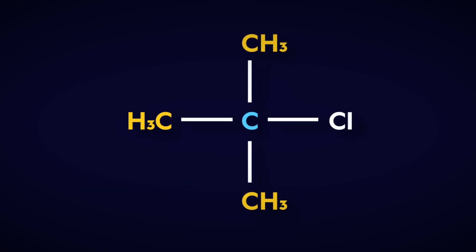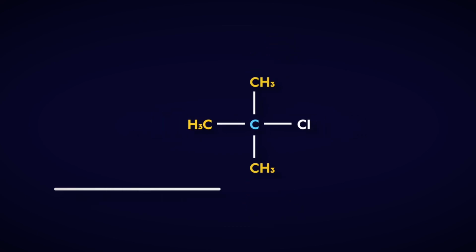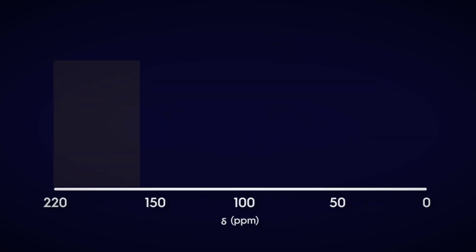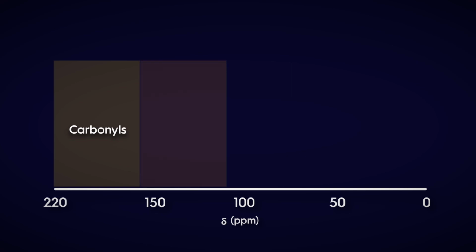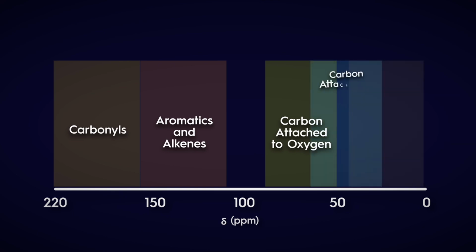Reading a carbon-13 spectrum starts with counting unique carbons, then classifying by region. A downfield line suggests a carbonyl. Lines between 100 and 160 hint at aromatic or alkene carbons. Lines near 60 often mean a carbon attached to oxygen. The low field side of the alkyl region often points to carbons next to halogens.